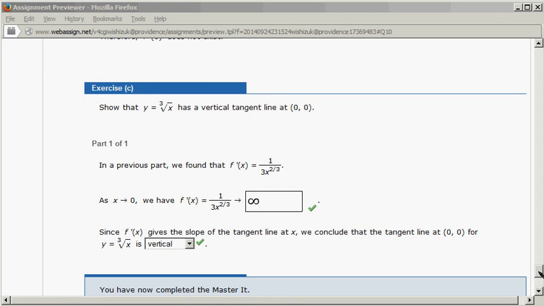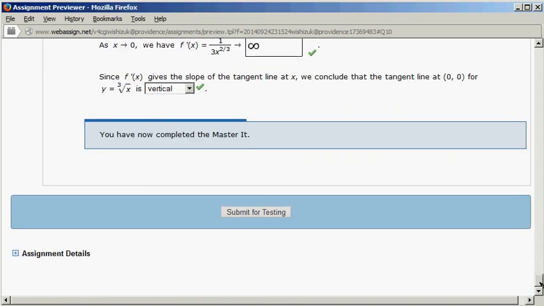I think that's all we have to do for this problem. All right, that's it. I hope that this was clear.